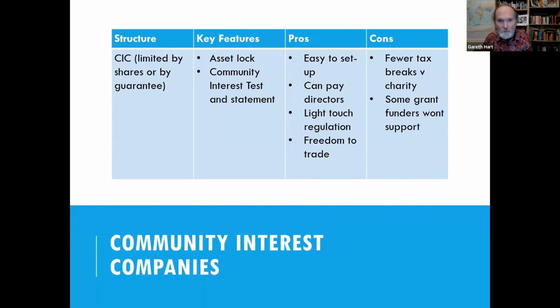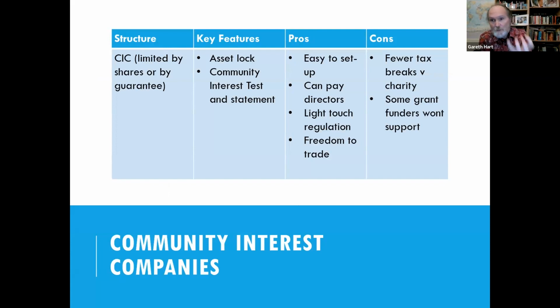And then I'm going to talk about CICs first. It's become quite a common model. It's been around since 2005. I think the last count, there was something like 35,000, or over 30,000, CICs now in the country. Actually, Devon and Cornwall have some of the highest rates of CIC startup in the country, which is quite interesting.